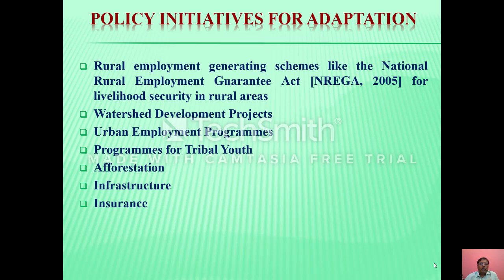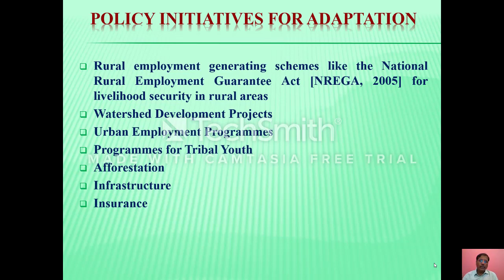Many policy initiatives have been taken in India for adaptation. For example, rural employment generating schemes like the National Rural Employment Guarantee Act, NREGA, which was introduced in 2005 for livelihood security in rural areas, is one policy initiative for adaptation to climate change.